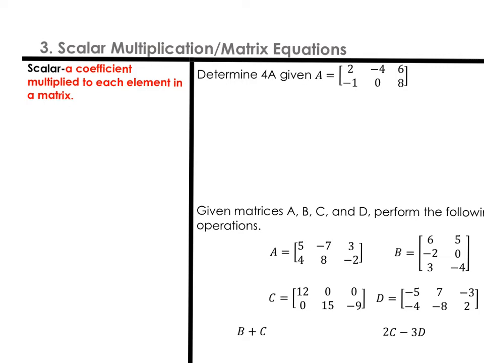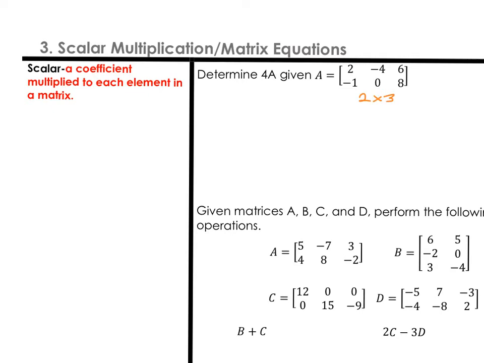Continuing on with lesson 3.5. In the second part, we'll look at a scalar multiplier. A scalar is simply a coefficient multiplied to each element in a matrix. For example, determine 4A, given that A is a matrix that has 2 rows and 3 columns.